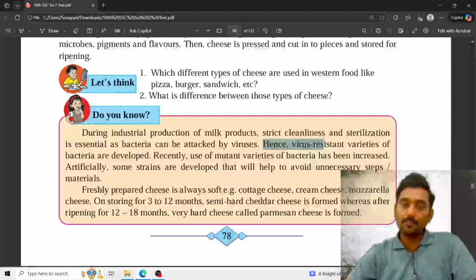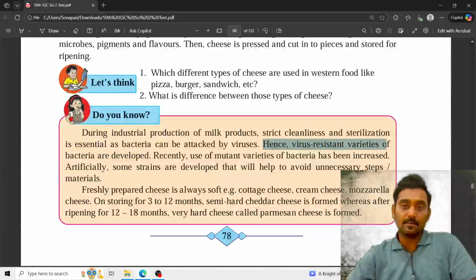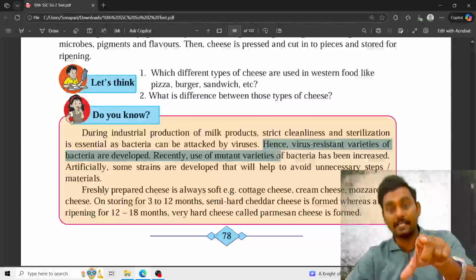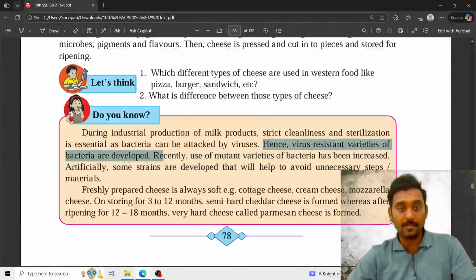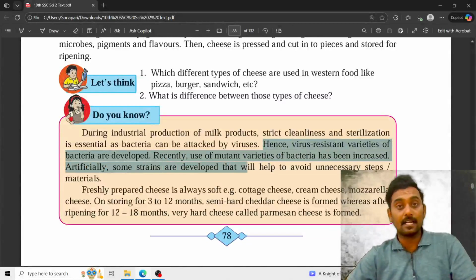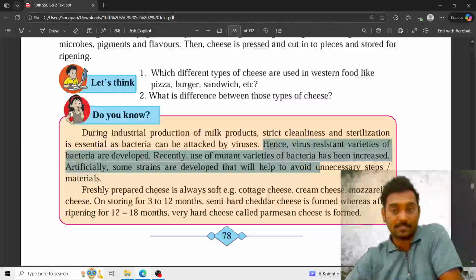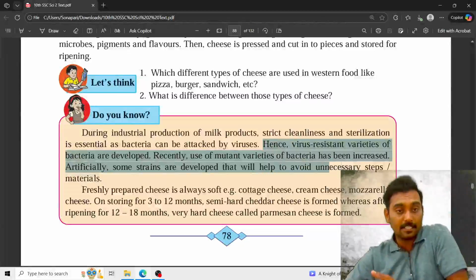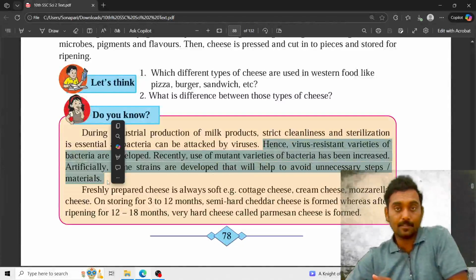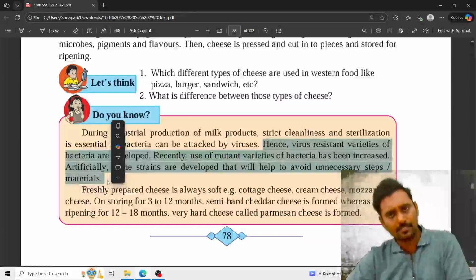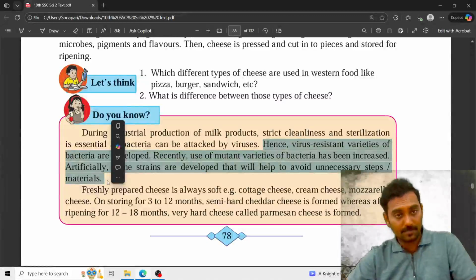Hence, virus resistant varieties of bacteria are developed nowadays. Recently, the use of mutant bacteria has increased. Artificial strains are developed that will help to avoid unnecessary steps. Okay, so it reduces the cost of production, as well as it enhances the quality of the cheese.